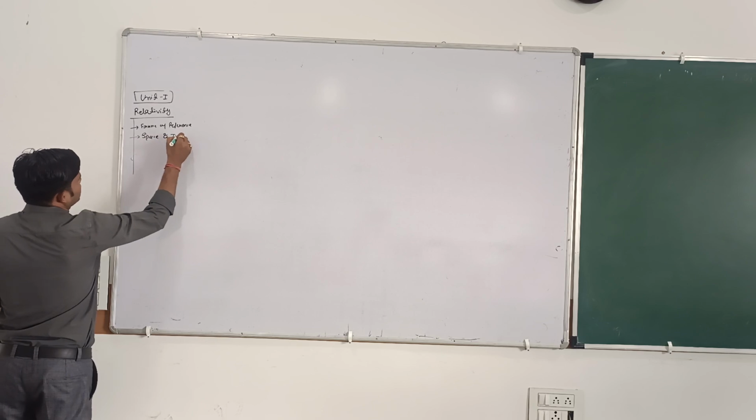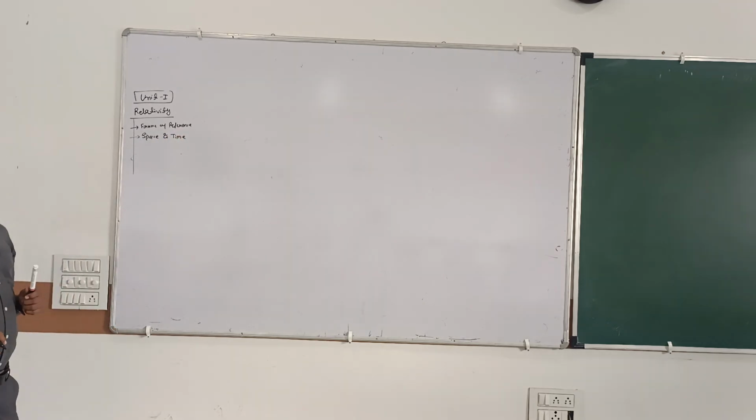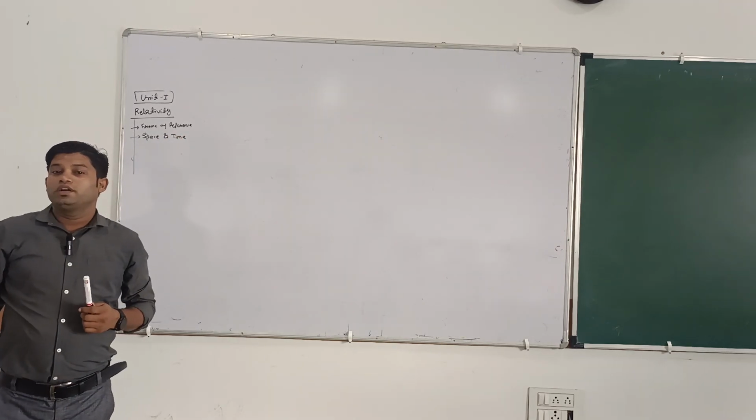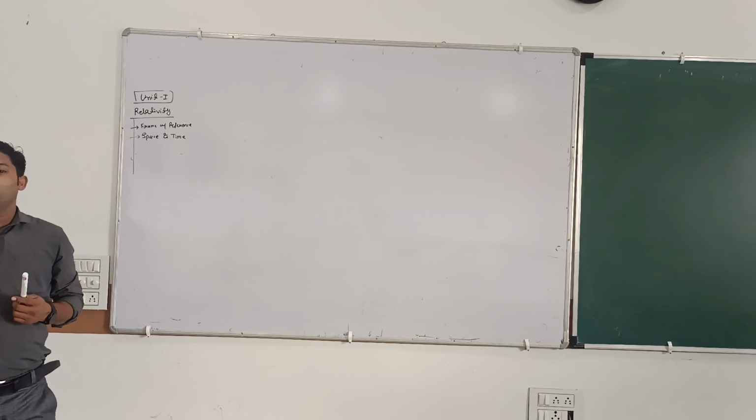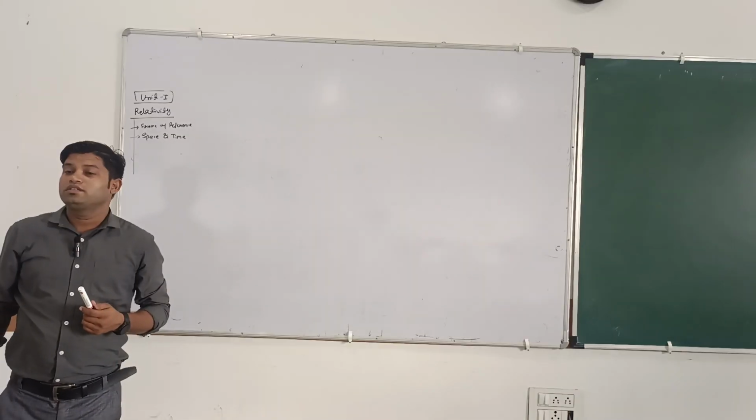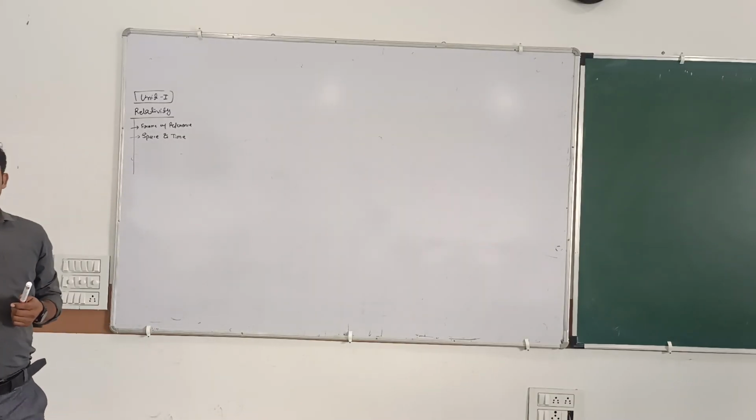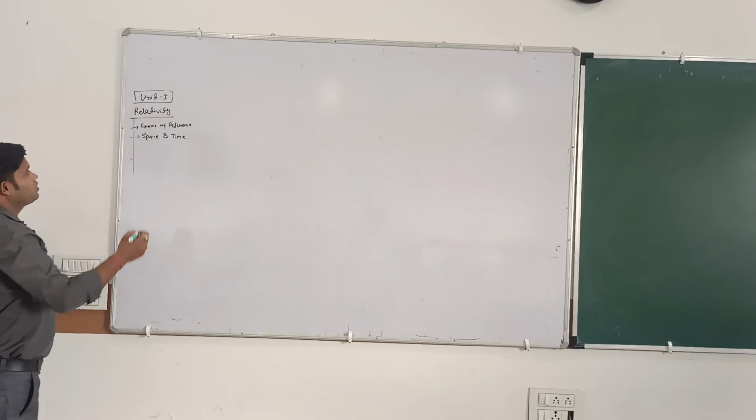The concept of space and time: del T is equal to del T naught upon under root 1 minus v square upon c square, the mass variation.